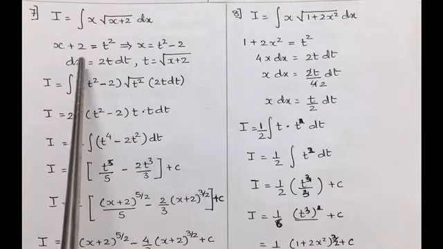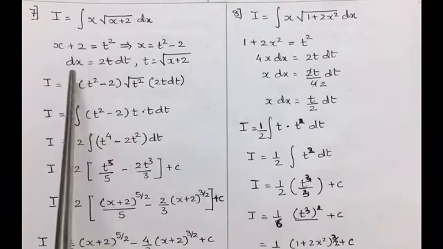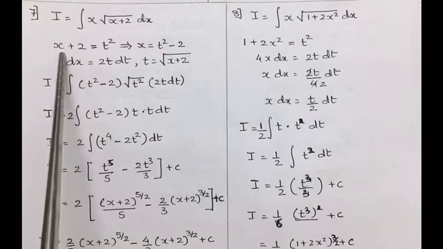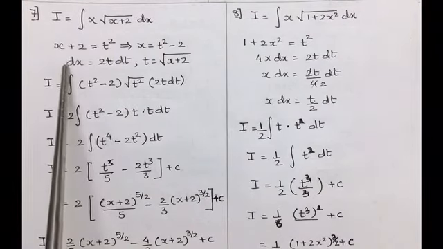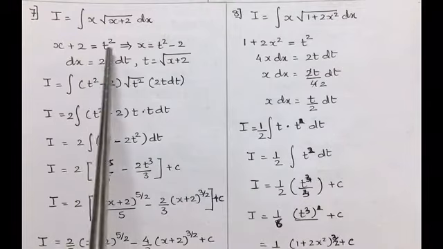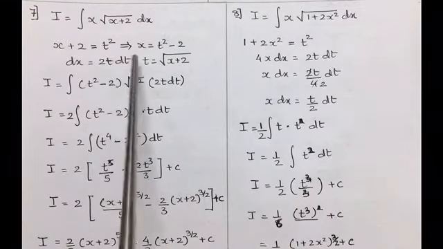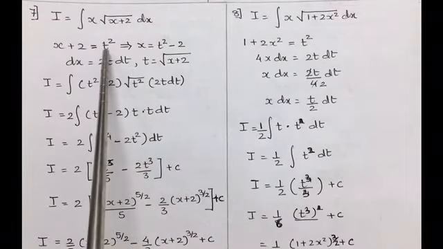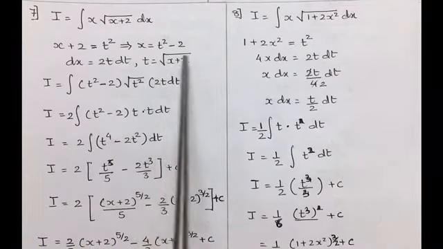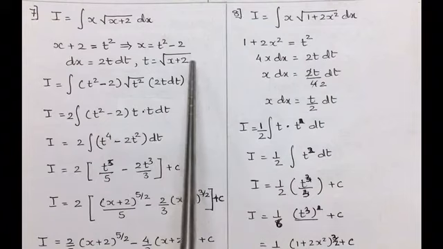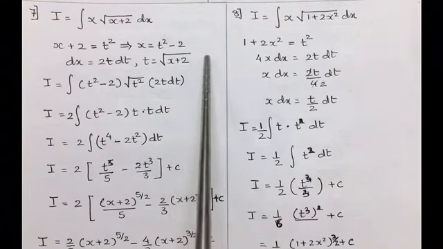Differentiating this statement, the derivative of x will be dx, that is 1 dx, plus the derivative of t square will be 2t dt, and t can be replaced as root of x plus 2, or we can write x plus 2 raised to the power half.